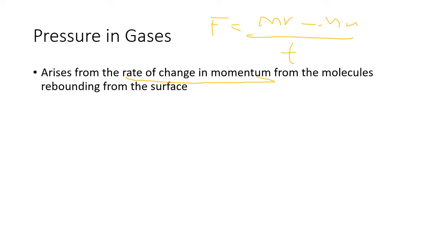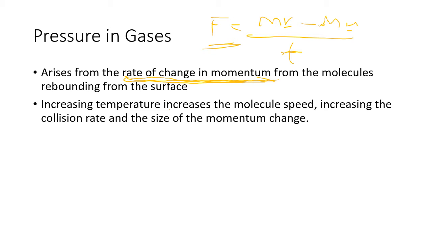Now, because v and u are vectors, if something hits a surface and bounces back off again, even if it bounces back off with exactly the same speed, it bounces off in the opposite direction, and so we get a big change in momentum. So the rate of change in momentum gives us a force, and a force divided by an area gives us a pressure. And so the pressure in a gas, the pressure on a surface within a gas, results from the rate of change of momentum from the molecules rebounding off the surface. And you have to use that terminology if you're asked this question in the exam, or you don't get any marks.